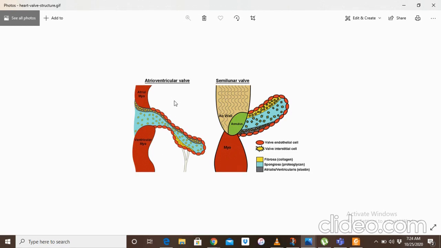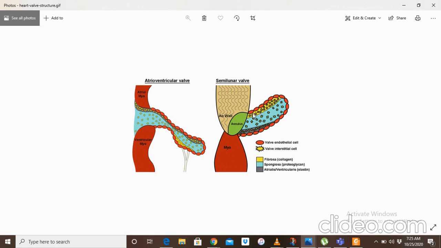The blood first from the atrium comes into the ventricle, and from the ventricle it goes to the aorta or the pulmonary artery. So here this is the ventricle and this is the aorta. Blood goes from the ventricle into the aorta. So this is the inflow side and this is the outflow side. So at the inflow side, this gray is atrialis or ventricularis layer. In this case, this is ventricularis, not atrialis, because it is facing the ventricle. The second layer, central core, is spongiosa, and this third is fibrosa.